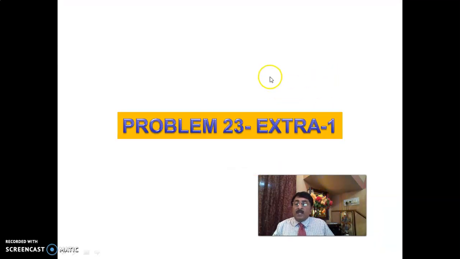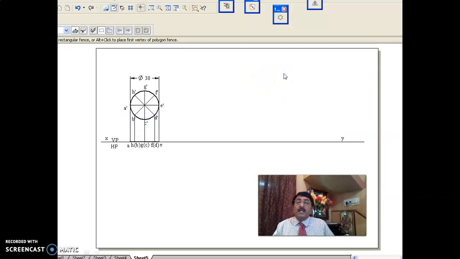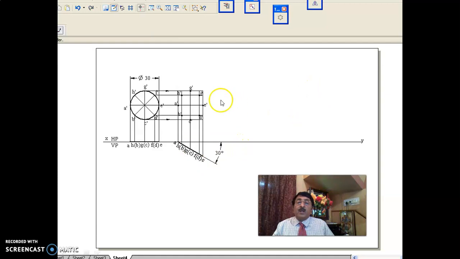Now here is problem 23, one extra problem I have also done. Here you start the same way. A circular lamina of diameter 30 has a point of its rim or circumference on VP. The surface is inclined at 30 degrees to VP, or the diameter is inclined at 30 degrees. The diameter is AE, that is in true length, 30 degrees to VP.